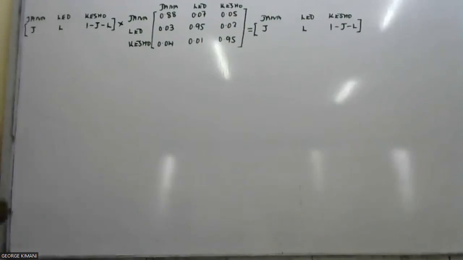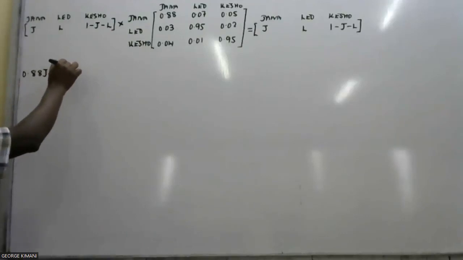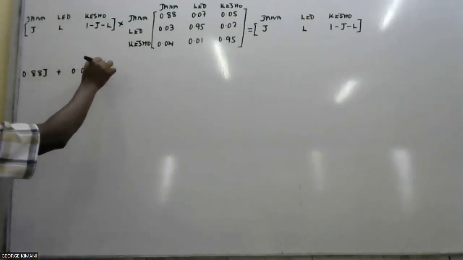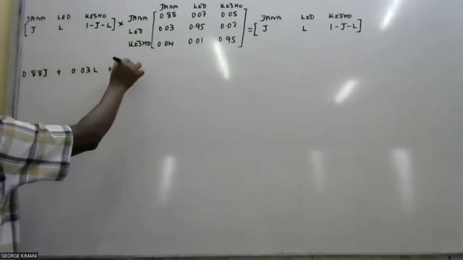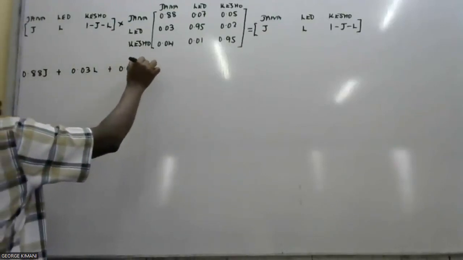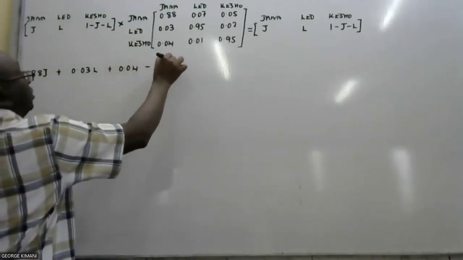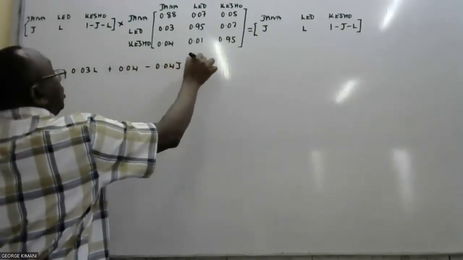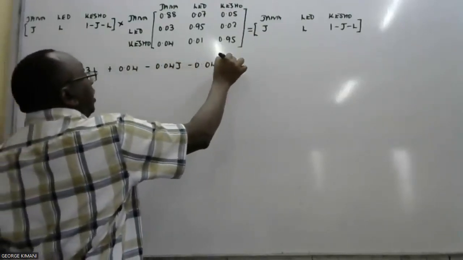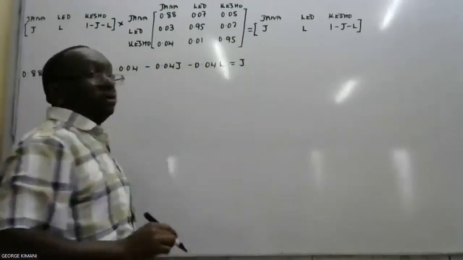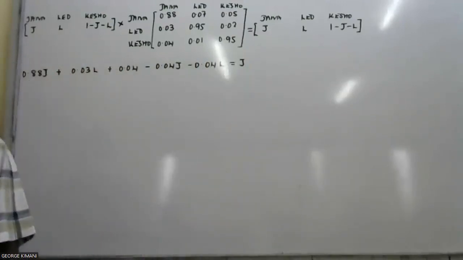So we start solving. And on solving, this becomes 0.88J plus 0.03L plus 0.04 minus 0.04J minus 0.04L is equal to J.